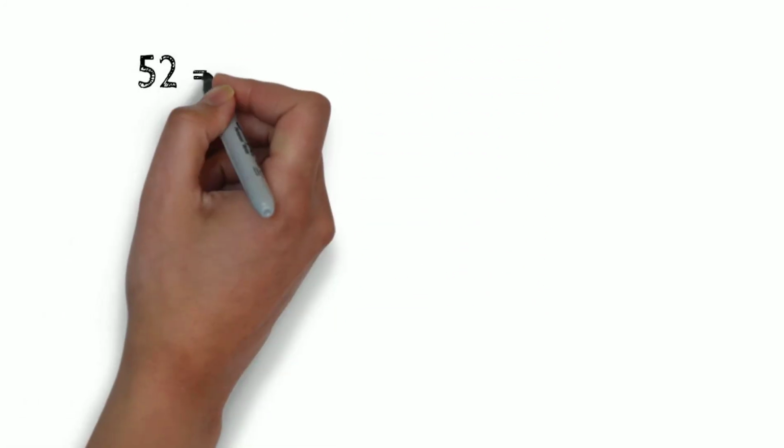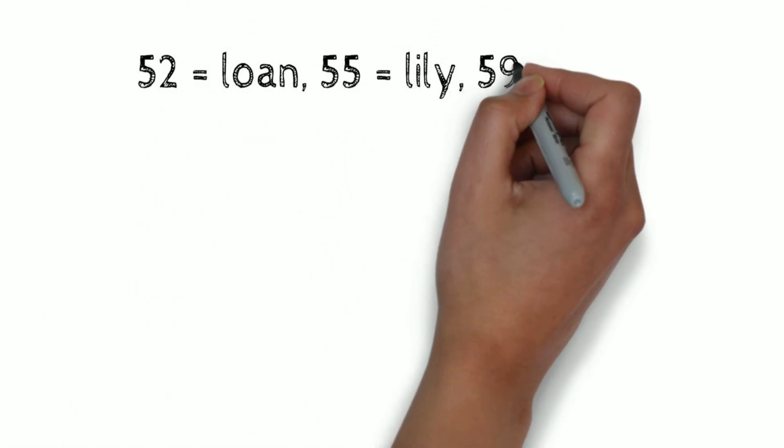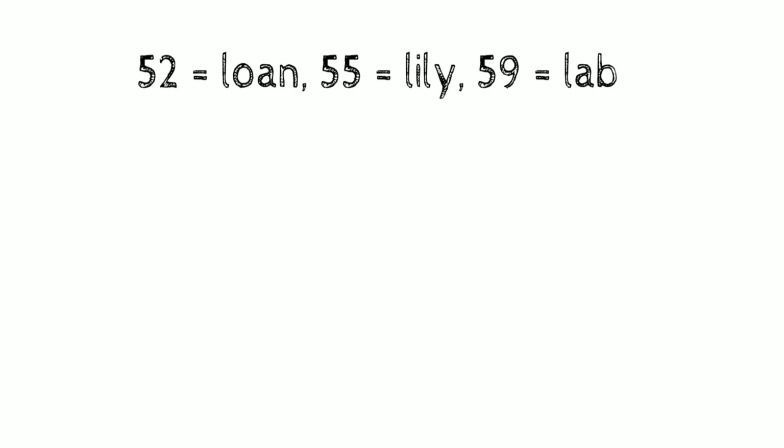We'll start by breaking down the number like this. We'll take the first 2 digits, 52, and we'll use the peg word loan to memorize it. We'll go to the next 2 digits, 55, and we'll use the peg word lily to remember it. And finally, we'll go to the last 2 digits, 59, and we'll use the peg word lab to remember 59.